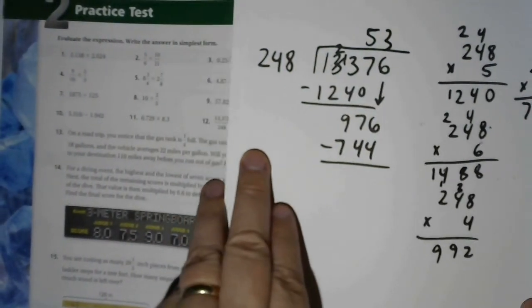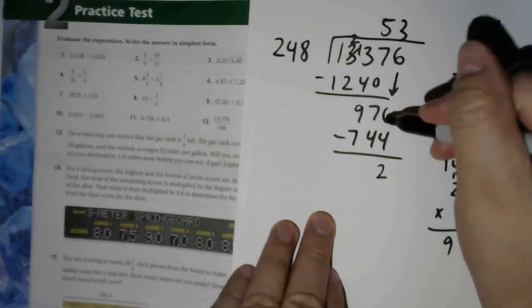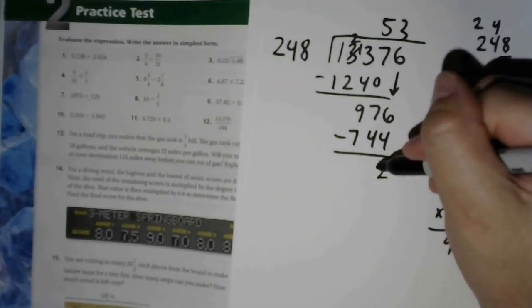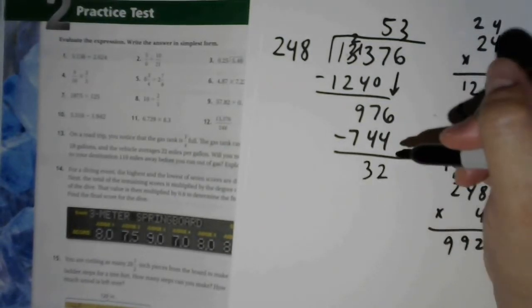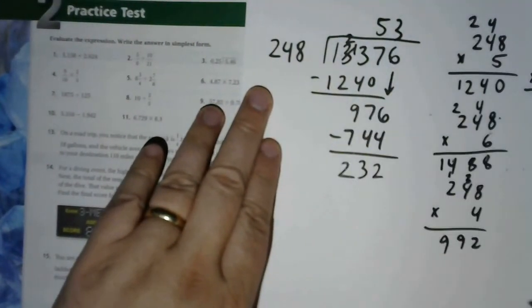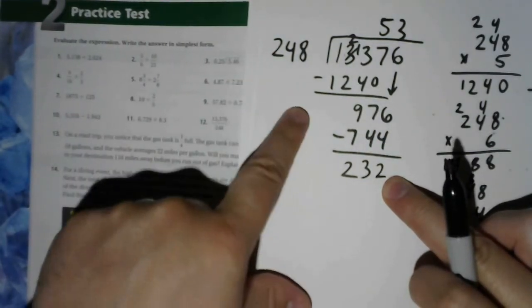I'll subtract. This is going to be a high number because I was so close before, but 6 minus 2 is 4. 7 minus 4 is 3. What was I? I almost said something different. 9 minus 7 is 2. 232. Again, because this is smaller than our divisor, we know we're in good shape.